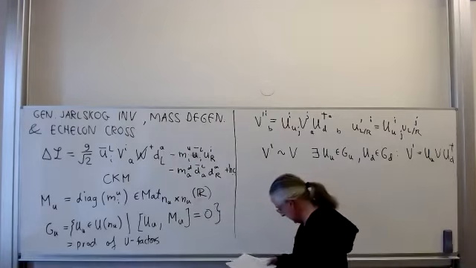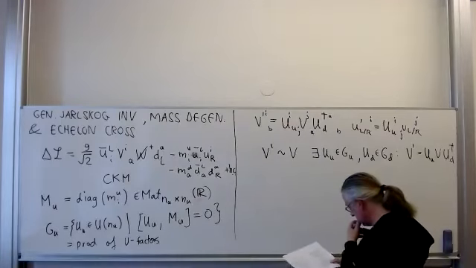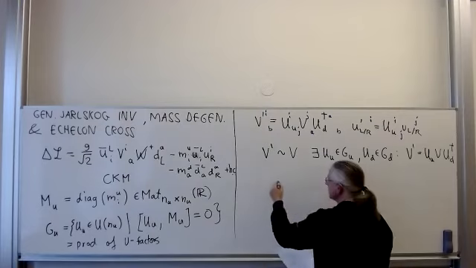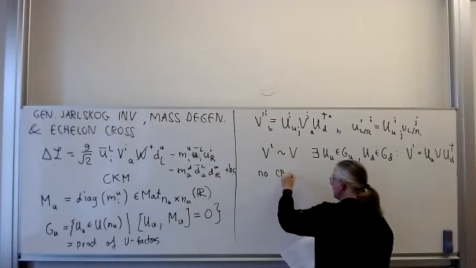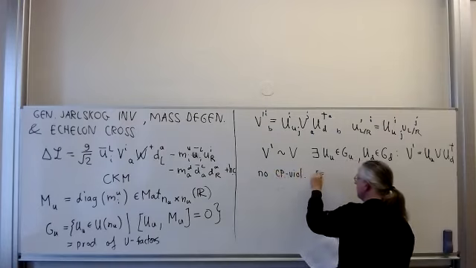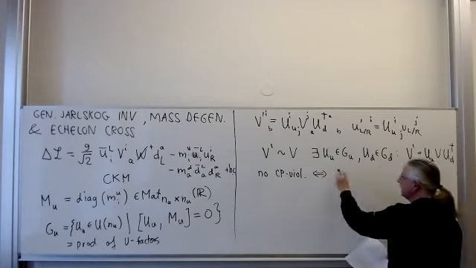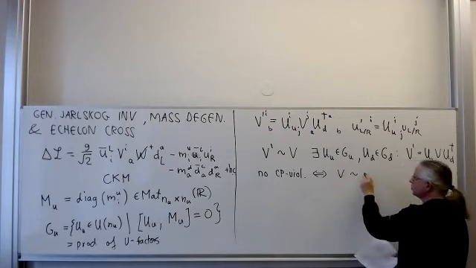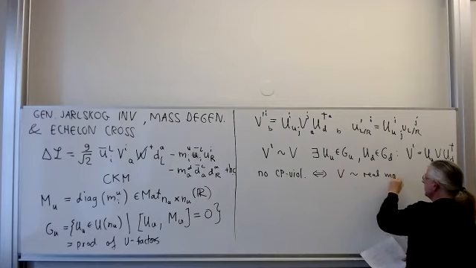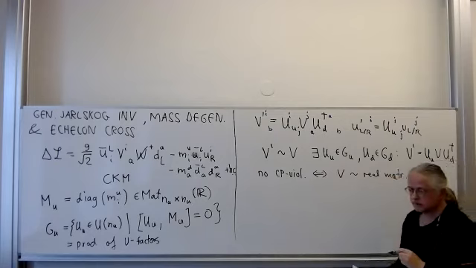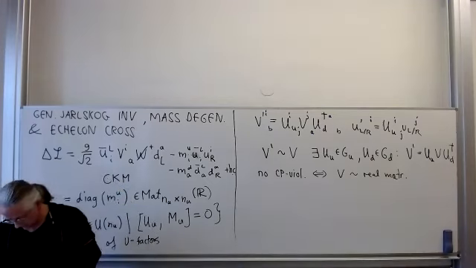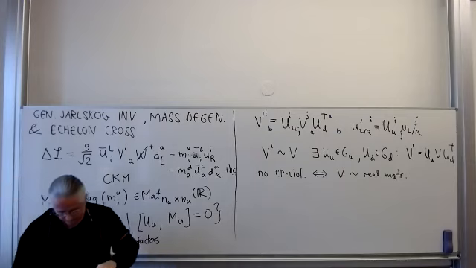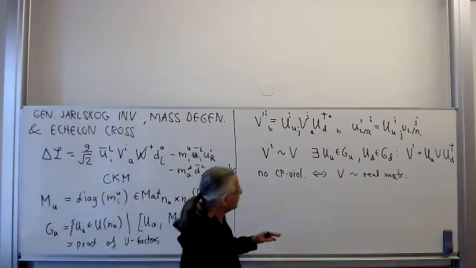And now we get to the main point, that the fact is that there's no CP violation if and only if V is equivalent to a real matrix. So this is the fact, and from now on we want to generalize this.